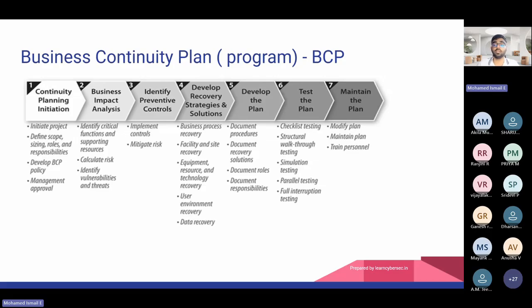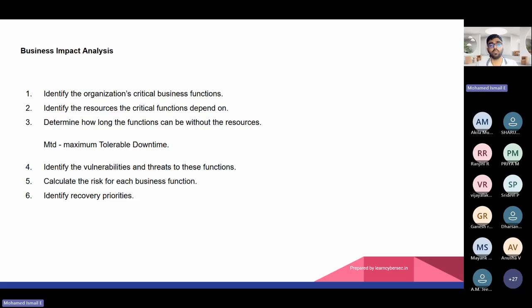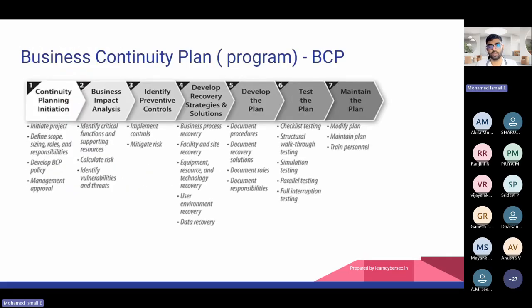Then train the personnel. Training is important. We need to train the employees on the business continuity plan, and how they need to react when the plan gets initiated. So now come to impact analysis. Impact analysis is one of the processes here.